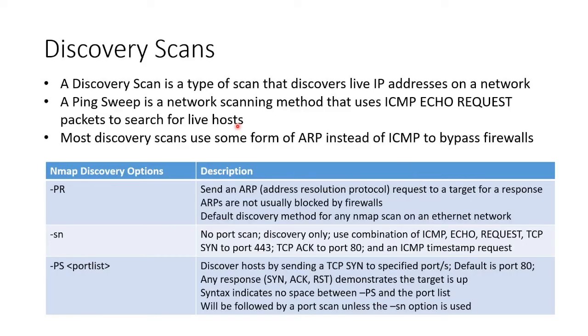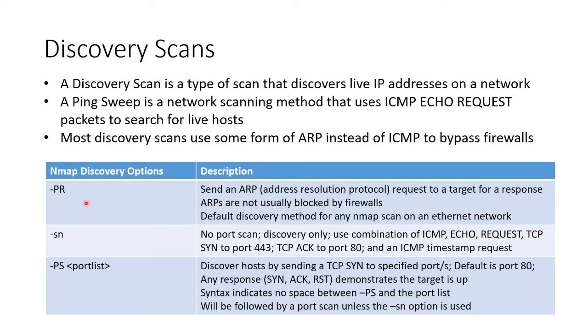When you do an Nmap discovery scan, it's going to find the live IP addresses. Now, it can try a ping sweep using ICMP echo request, but more likely it'll try an ARP scan besides an ICMP echo request. So if you say nmap -PR, and it is case sensitive, you say send ARP requests, because ARPs are generally not blocked by firewalls. Do your discovery using ARP requests, which quite frankly is the default anyway.